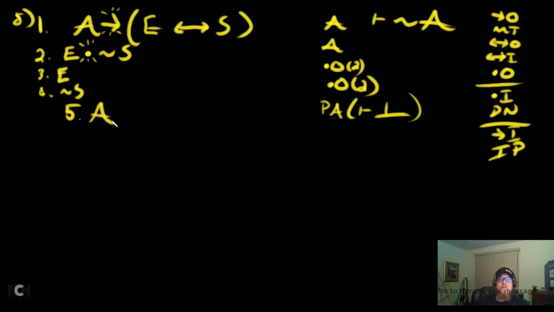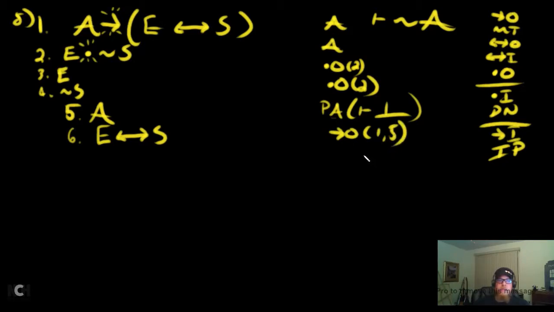Okay, now with this A in play, can we do an arrow out? Yep, between 1 and 5. But don't forget the mission. The mission, again, in an indirect proof is find two contraries, two opposites, and stick them together. Okay? We can do an arrow out. That's going to unlock the right side of this arrow, which is going to be E, double arrow, S. Unlocked. Arrow out, 1 and 5.